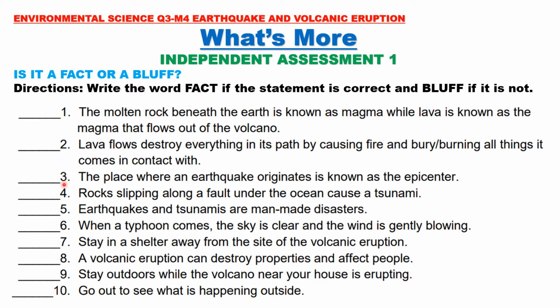3. The place where an earthquake originates is known as the epicenter. 4. Rocks slipping along a fault under the ocean cause a tsunami. 5. Earthquakes and tsunamis are man-made disasters. 6. When a typhoon comes, the sky is clear and the wind is gently blowing. 7. Stay in a shelter away from the site of a volcanic eruption. 8. A volcanic eruption can destroy properties and affect people. 9. Stay outdoors while the volcano near your house is erupting. And 10. Go out to see what is happening outside.